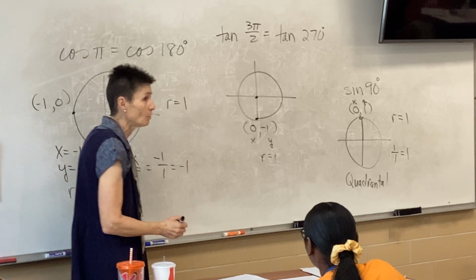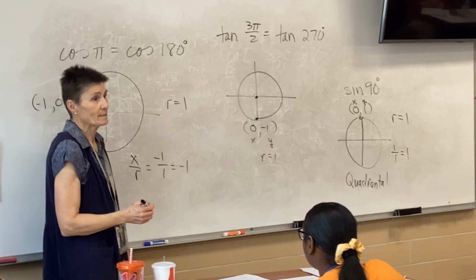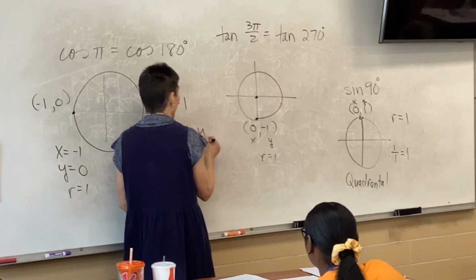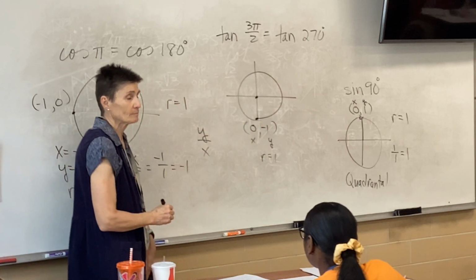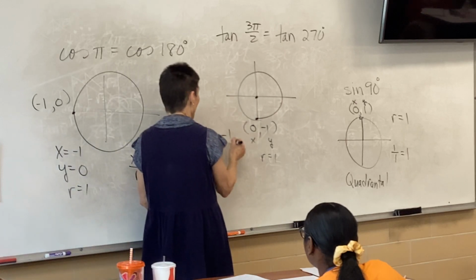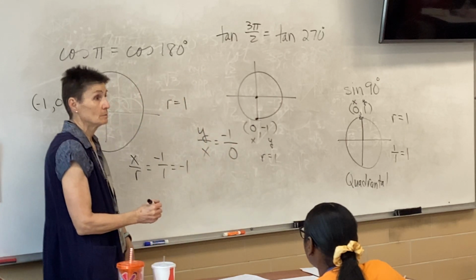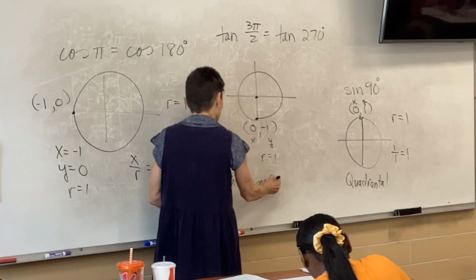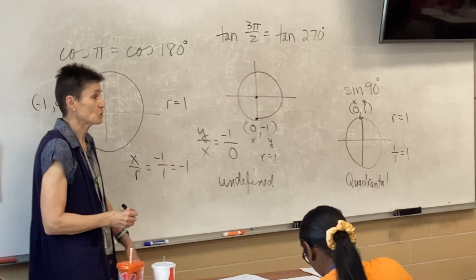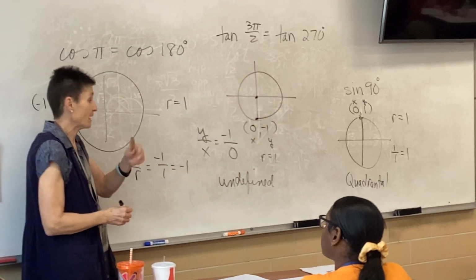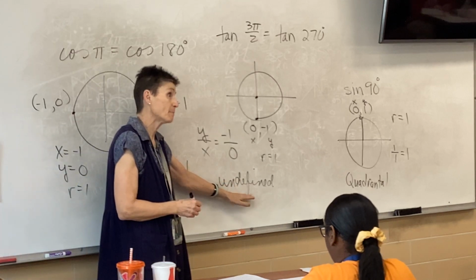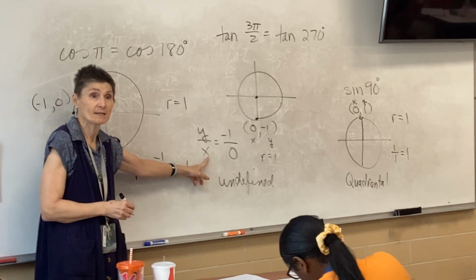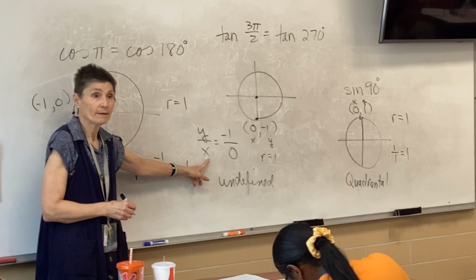I want tangent. Oops, we have trouble in River City. What's the definition of tangent? Tangent is Y over X. So negative 1 over 0? Undefined. Yep, no answer. It's undefined. After we finish up this section, 2-3, we'll be moving into graphing. And when we start graphing the tangent, you'll see what happens because of these undefined. Tangent's gonna be undefined anytime X is 0, right?